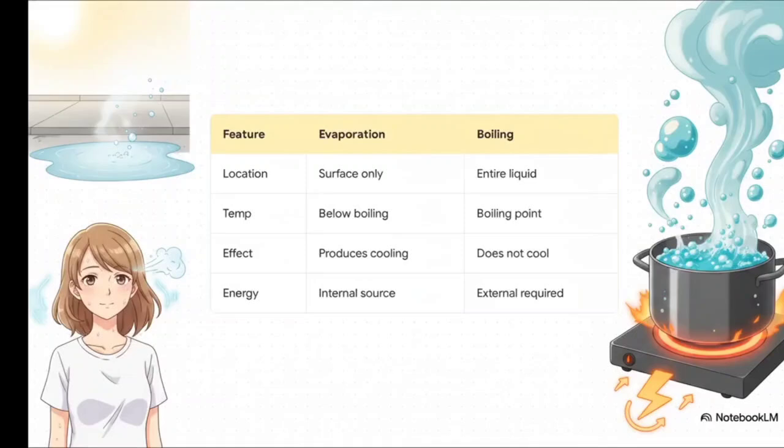Next is temperature. Evaporation happens all the time, at literally any temperature below boiling. A puddle on the sidewalk dries up on a cool day without ever reaching 100 degrees, right? But boiling only happens at one specific temperature, the boiling point. And perhaps the most interesting part, evaporation produces a cooling effect. That's because it uses the internal energy of the liquid itself to allow the surface particles to escape, which leaves the remaining liquid slightly cooler. This is exactly why sweating cools you down. Boiling, on the other hand, requires a massive, constant source of external energy, like a stove, and it absolutely does not cool the liquid down.